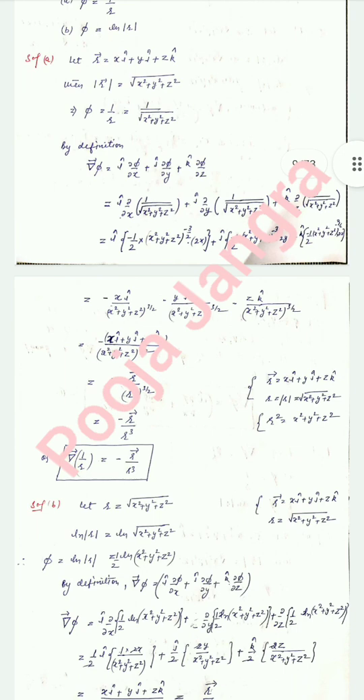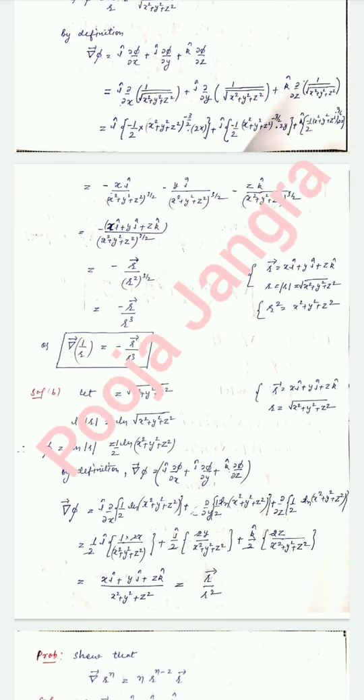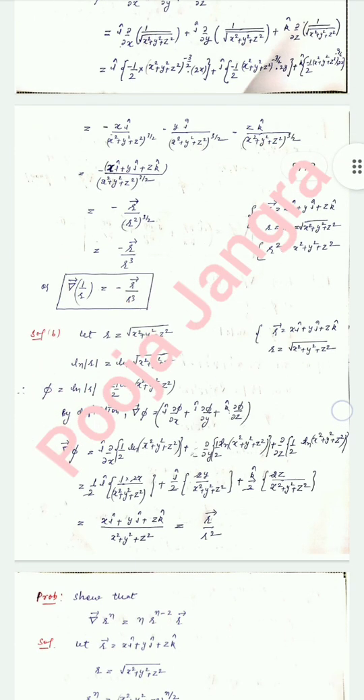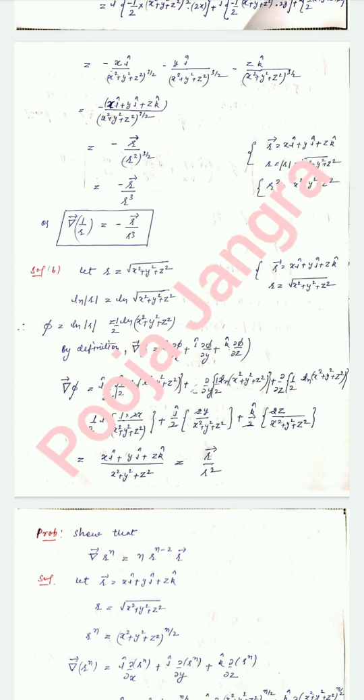What is the second part? Let r be equal to under root of x square plus y square plus z square. You need to find ln of r, where r is the magnitude of r. So phi is equal to ln of r, which is 1 by 2 ln of (x square plus y square plus z square), as the power comes out in front as 1 by 2. Then by definition del phi is equal to this. Put the value of phi here and differentiate with respect to x, then y, then z, and solve this, and you get r upon mod r square. So the final answer will be r vector upon mod r square.